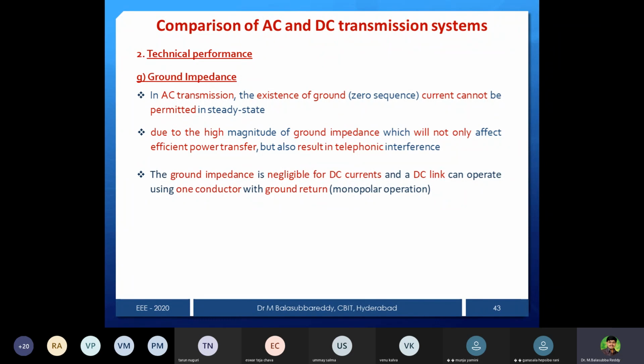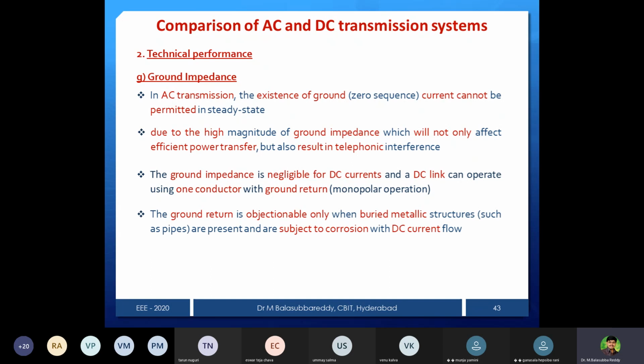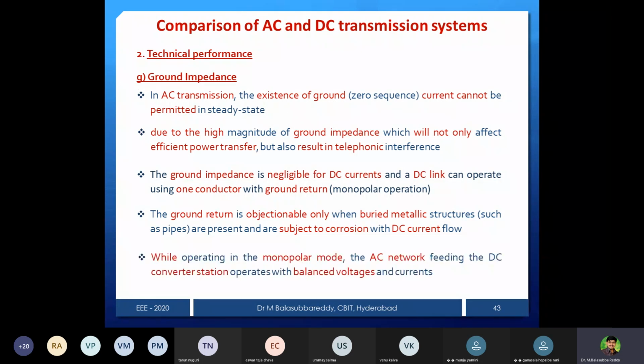There are three types of HVDC links, as I mentioned in the previous introduction also: monopolar, bipolar, and homopolar. Monopolar will operate with only one conductor, bipolar has two conductors, and then homopolar. Depending on your requirement, you can choose. The ground return is objectionable only when bidirectional metal structures are present and subjected to corrosion with the DC current flow. When the DC current flows in such a structure, there is a ground return. Obviously, we have to use it. That is the reason in the monopolar case only one conductor is used.